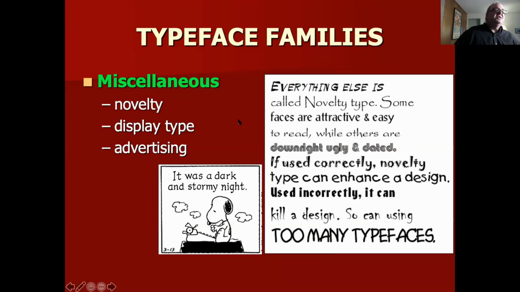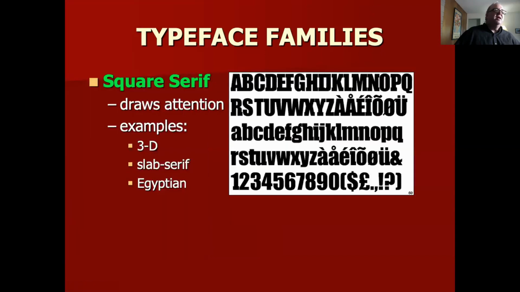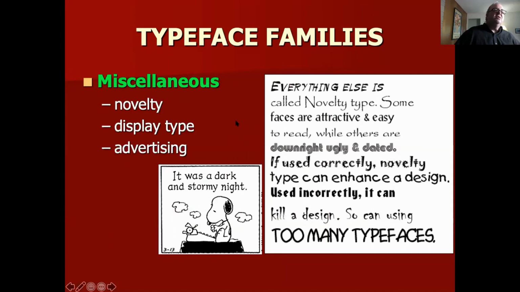Then you have what we call miscellaneous typefaces, novelty faces, display type, advertising. Did we talk about sans serif? Yeah, these are all novelty typefaces. The sans serif is, well, we'll get to that. So these are, one of the things to remember, you never mix a whole bunch of them.